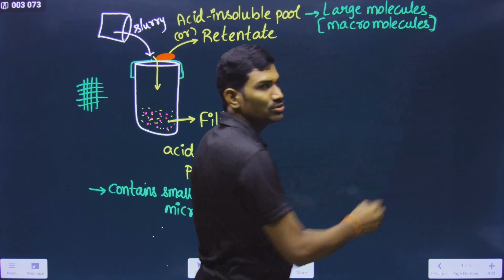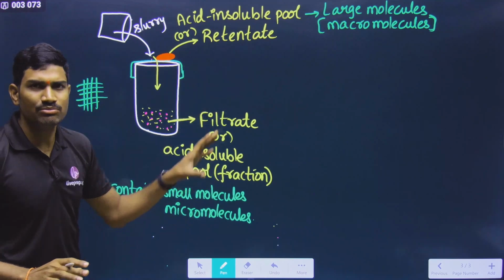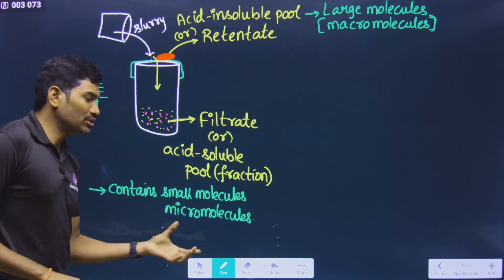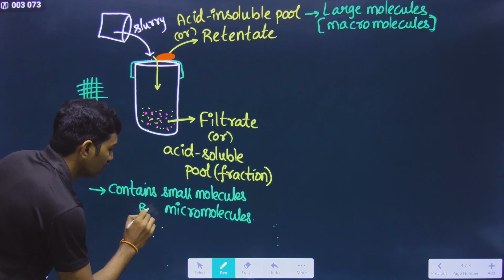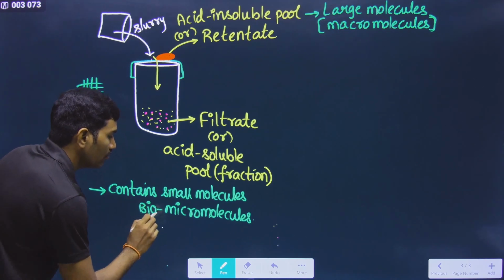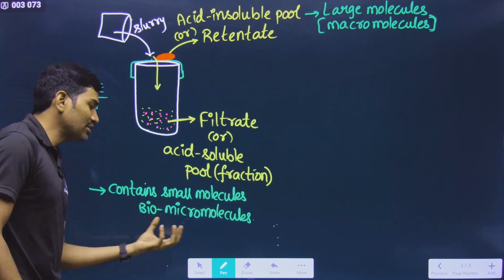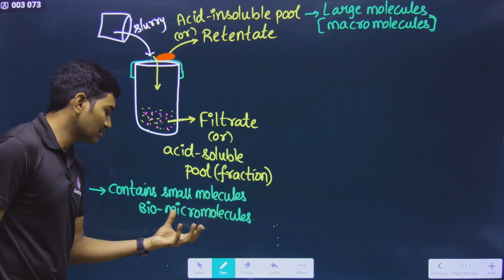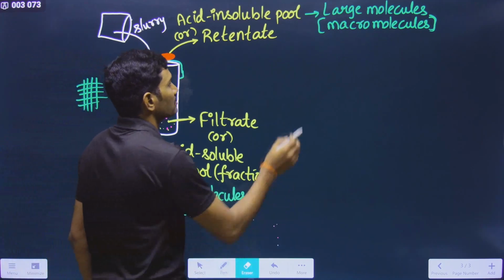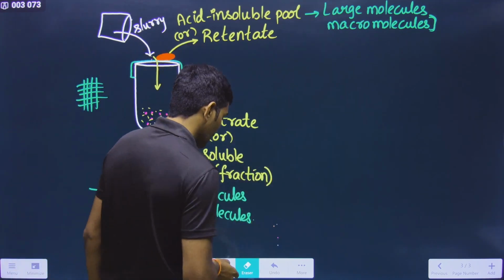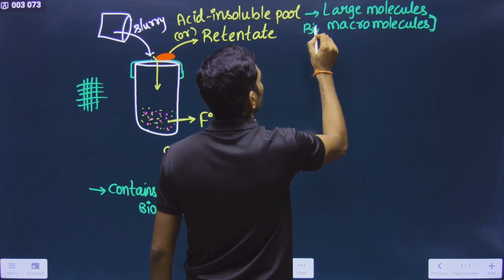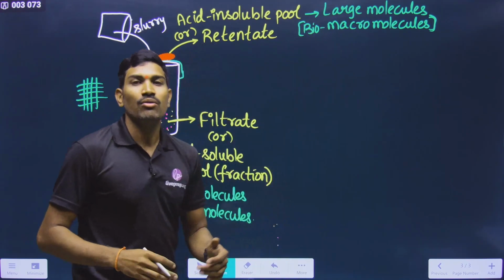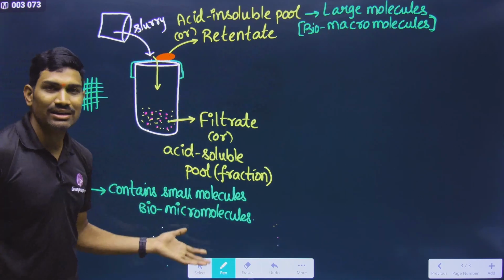Macromolecules. Understood or not? These are the names they have given. Observe carefully. From where are we obtaining these micromolecules? From the living tissue. That's why they are biomicromolecules. Same way here also, they are obtained from living tissue. Large molecules present in living tissue, that's why they are biomacromolecules. This is what they are saying.